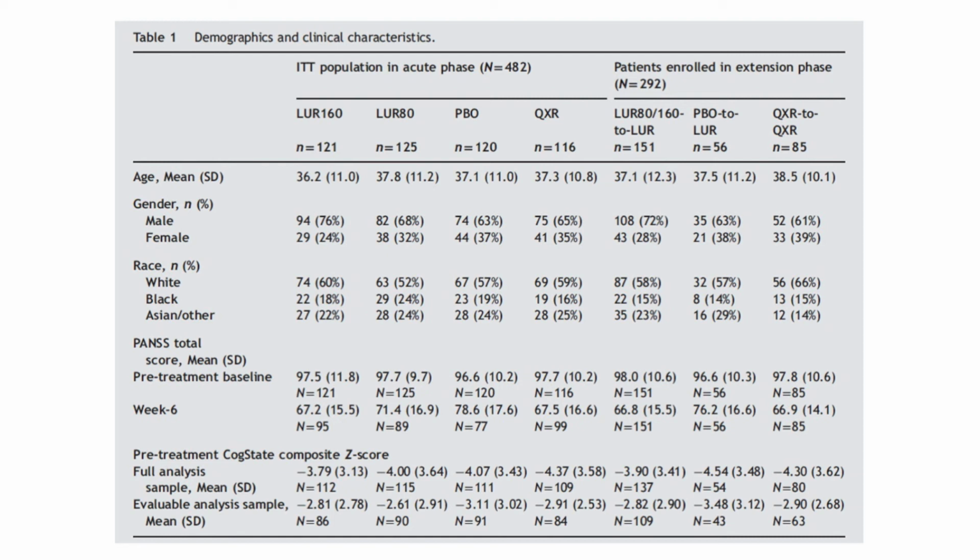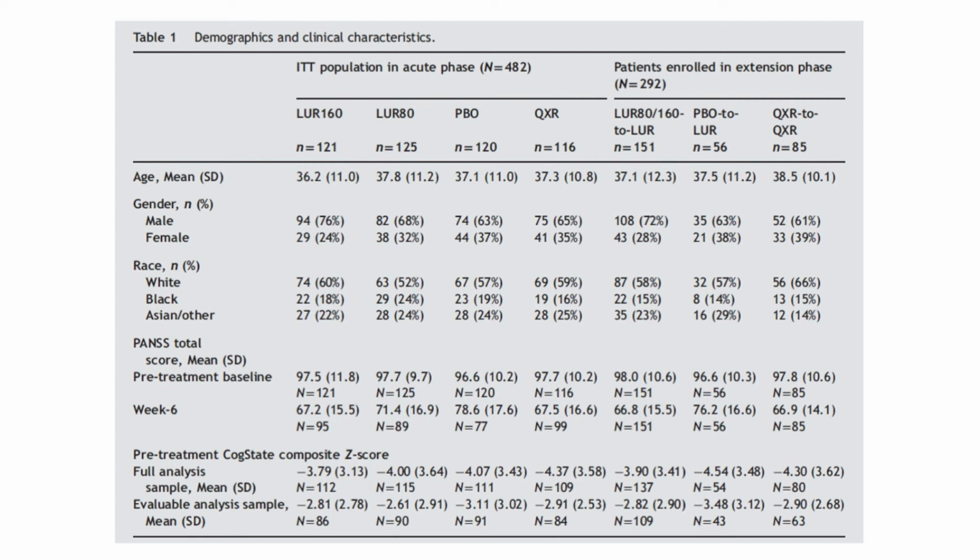When we have a look at the demographic characteristics across this particular study, we can see that there is a similar age distribution across the 4 groups during the acute phase, but there is also similar age distribution across the 3 groups in the extension phase. We have more males than females in each of the groups here, so that's fairly typical of schizophrenia studies. And also when we look at PANSS total, so the positive and negative symptom scale total scores at baseline, we can see very similar levels of performance across the different groups.